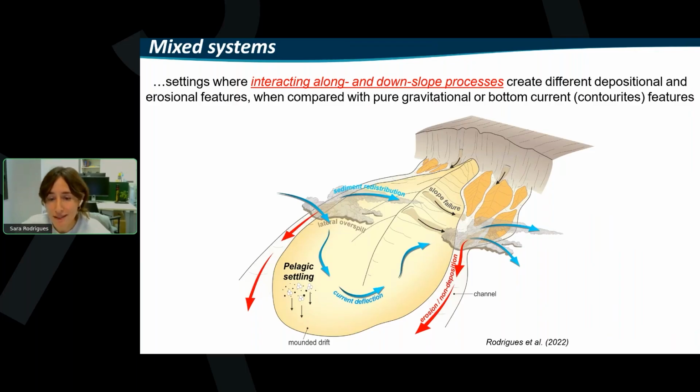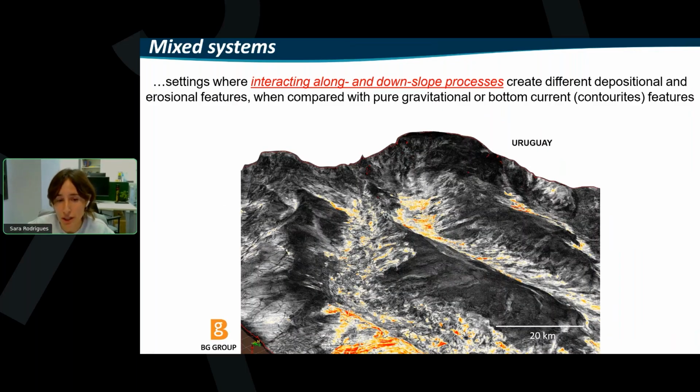So we end up with a setting where we create features like this. We have a mixture of erosional features, several channels that could be oriented downslope, and several depositional features that you see here with less bright amplitudes. And this case is taken from Uruguay, from the Cretaceous record. In addition, you can see that a lot of the sediment that is being carried laterally also can derive from the depositional features as well.